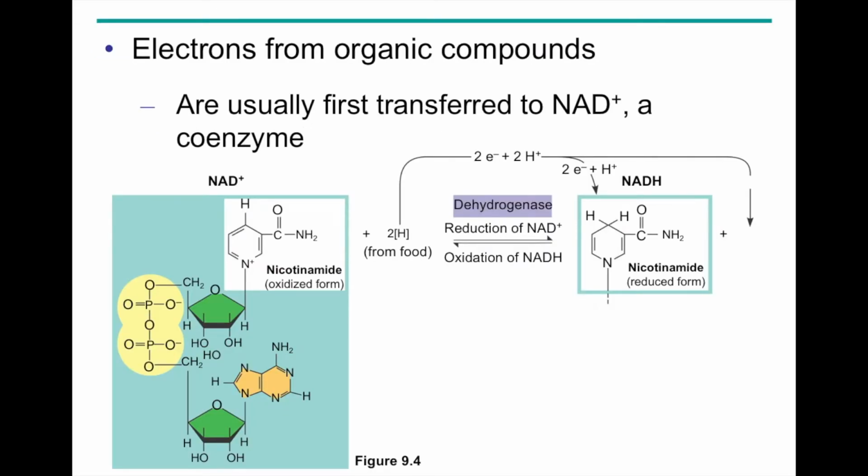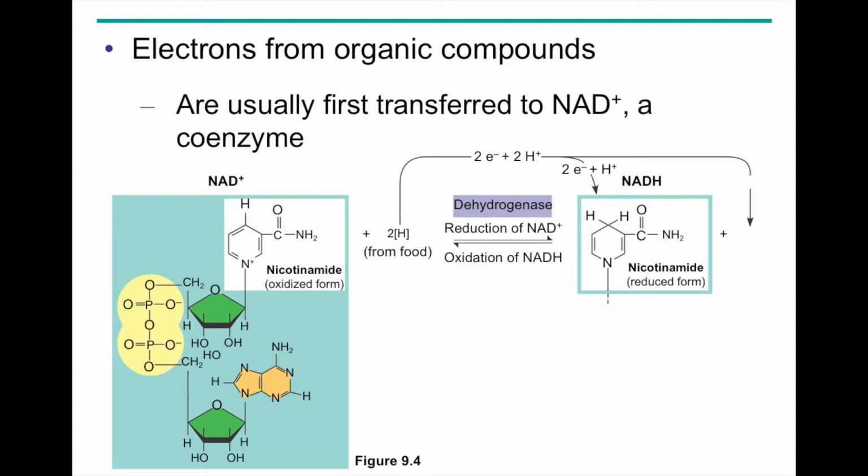Alright, let's see here. So electrons from organic compounds are usually first transferred to NAD+, which is a coenzyme. So what you'll see here, we have our hydrogen, and we have our electrons in H+, and that is going to become NADH. So we're taking NAD+, and it's becoming NADH.